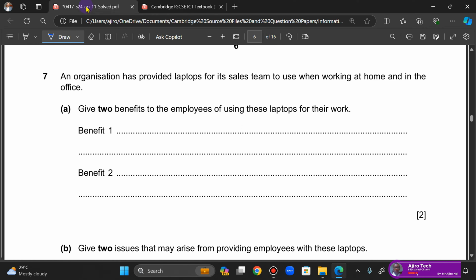Question 7. An organization has provided laptops for its sales team to use when working at home and in the office. Now, the question is, give two benefits to the employee of using this laptop for their work. Okay, and this will be very easy.